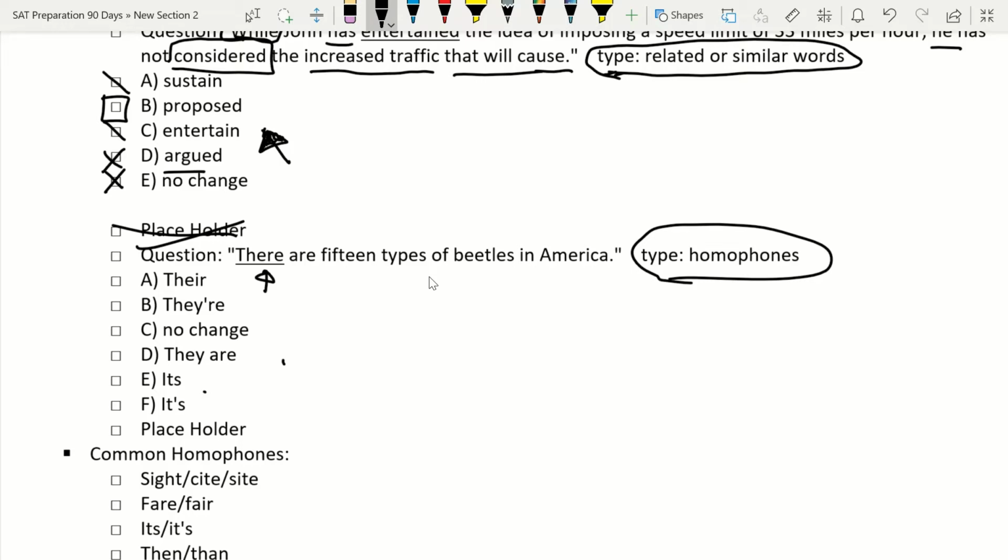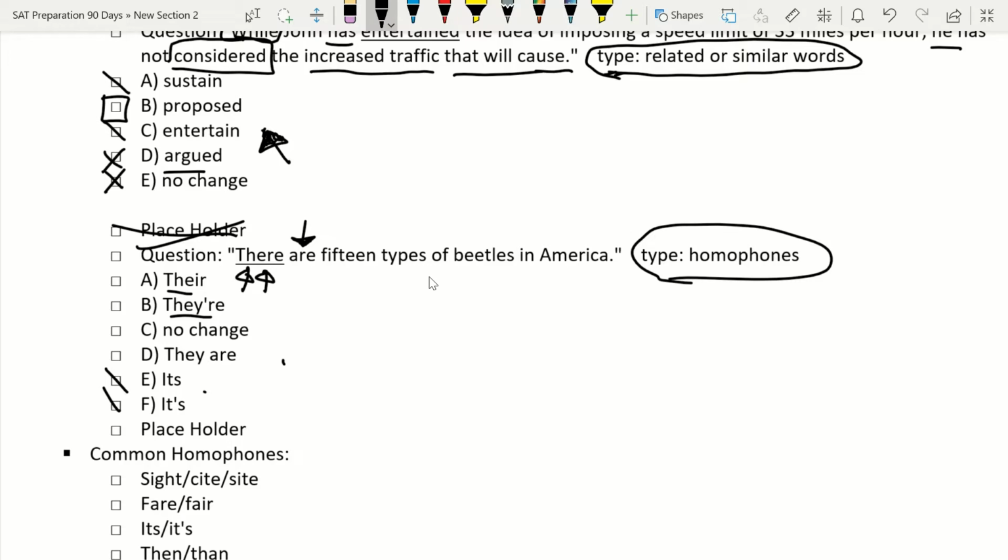Now, if you don't know what a homophone is, that is a word that sounds the same, but there are different forms of the word that have different meanings. So in this case, there is a homophone, right? We have the versions of there that is shown where this arrow is pointing, as well as in A and in B. Okay, next thing that jumps out to me is I have the word are. Since I have are in front of it, I know it can't be it's or it is, right? We wouldn't say it is are 15 types of beetles, and we wouldn't say it's are 15 types of beetles. So I can go ahead and get rid of E and F.